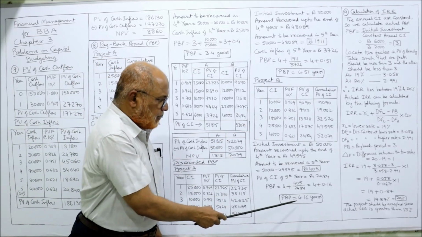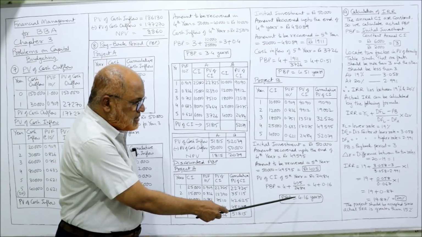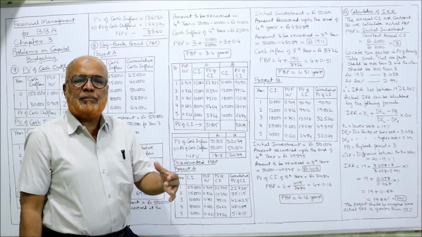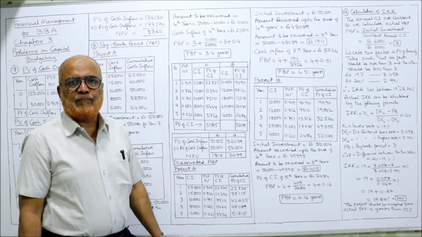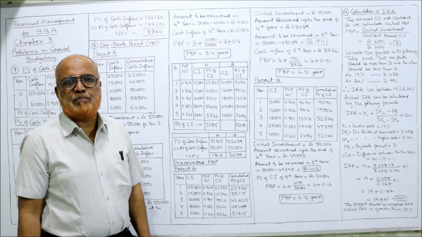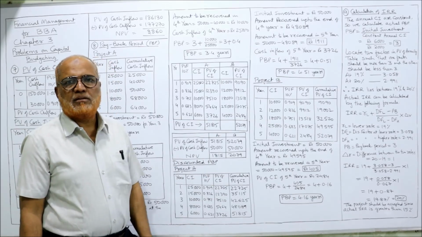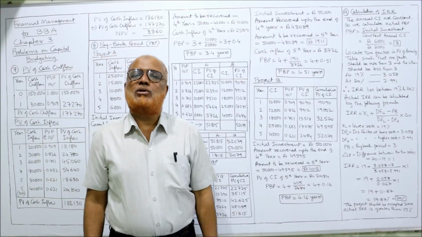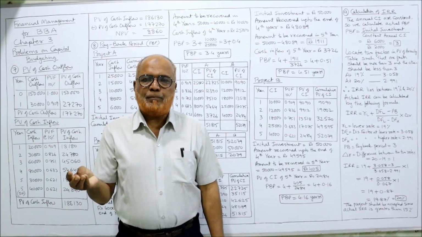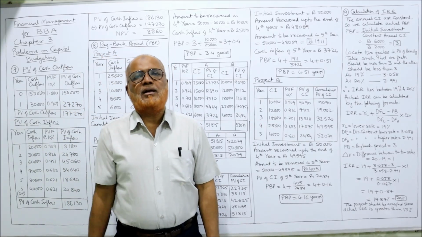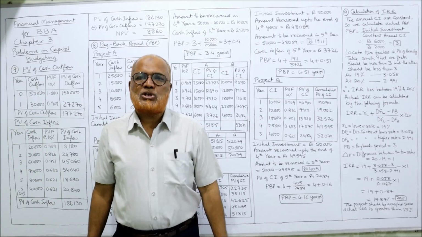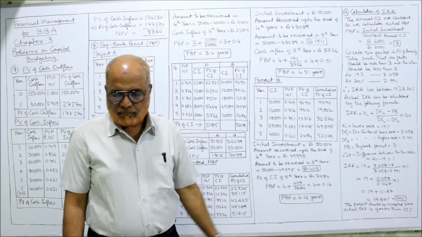4.51 or 4.16? 4.16 is favorable. So according to the discounted PBP method, project B is preferable. That's it. So in the 8th problem, I have explained PBP, NPV and discounted PBP, and you have to give the conclusion also, which project is preferable.